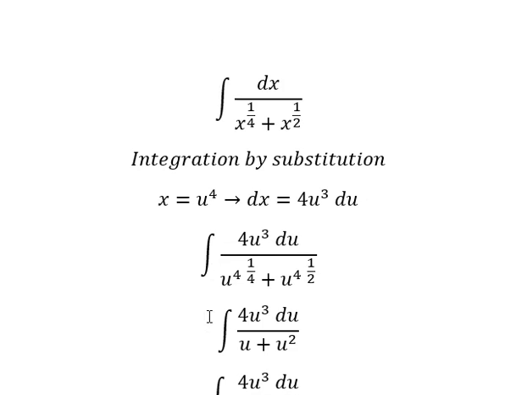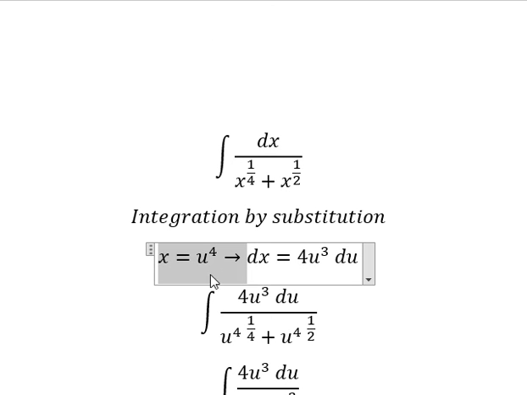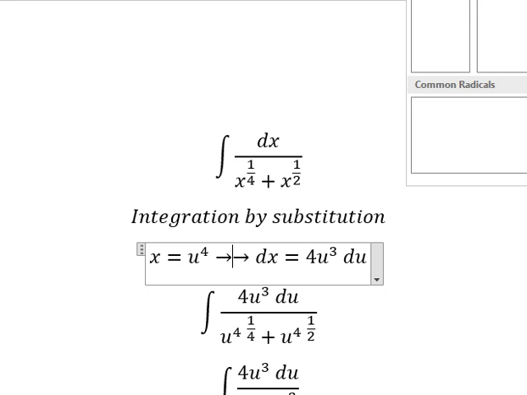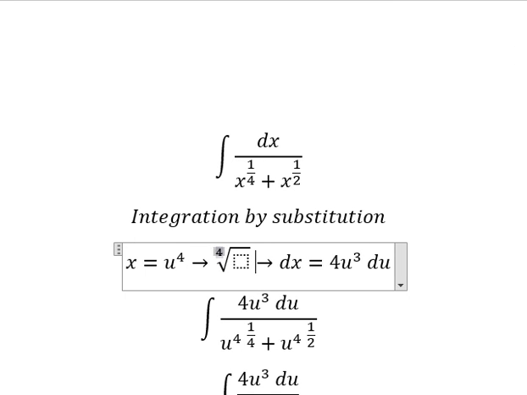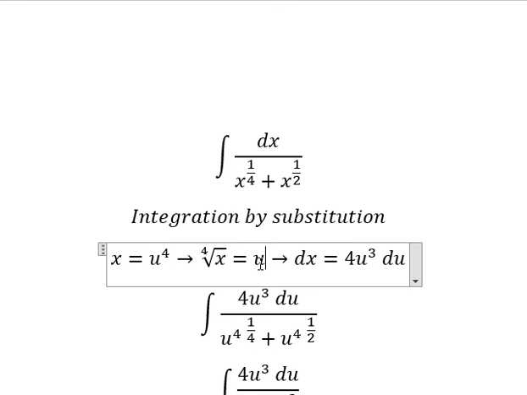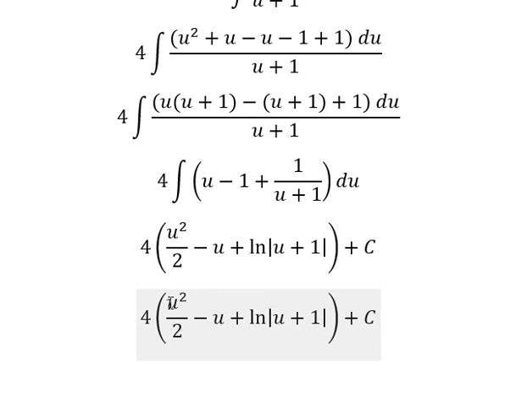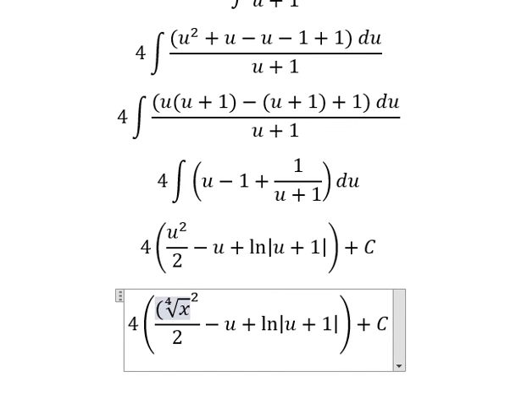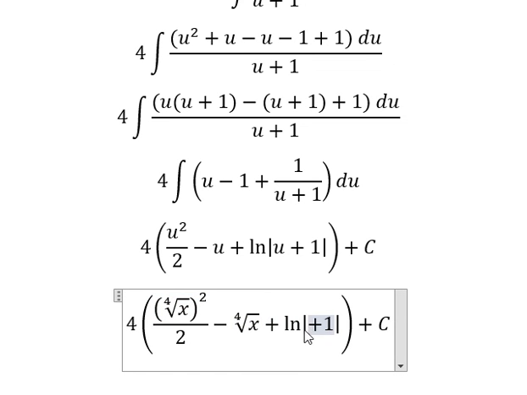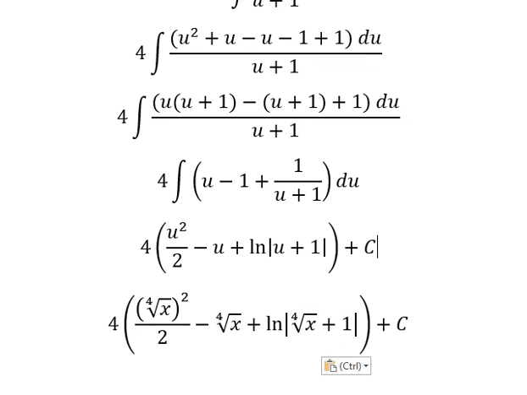About u, that is this one. So we put 4th root for both sides. And we change u into this one. And this is the final answer.